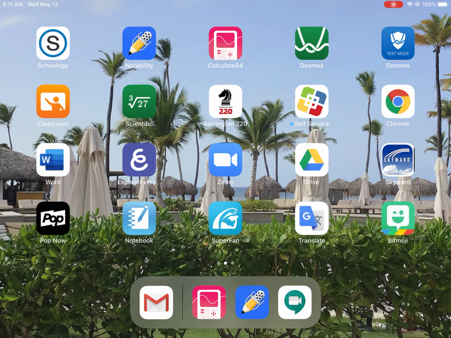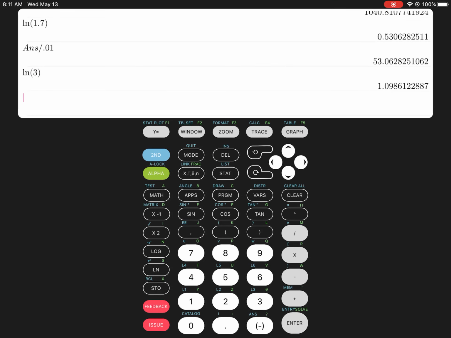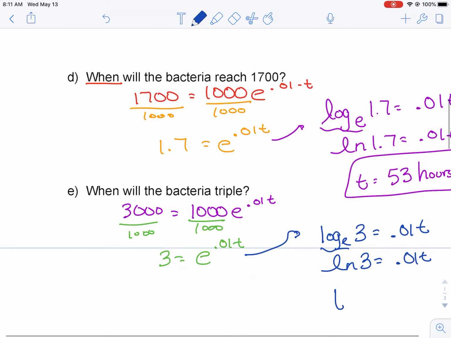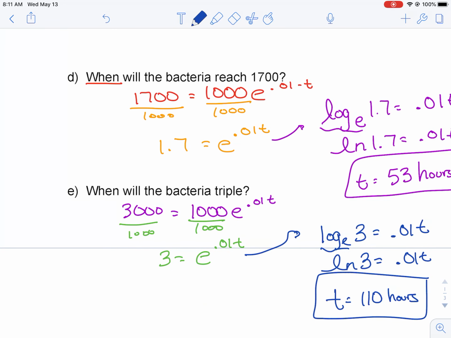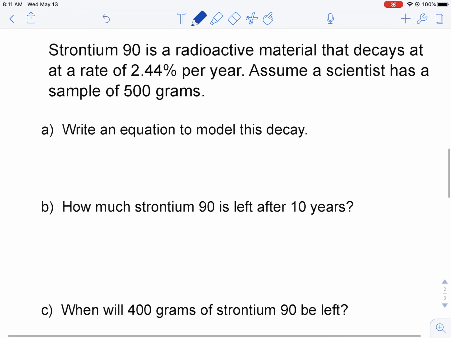So again, we're going to have to go back to our calculator, and we're going to do ln of 3, hit enter, divide by 0.01, and that gives us 110 hours. So time is 110 hours. And again, I'm just rounding to the nearest whole number. Make sure that you round to the nearest whatever it asks you in your worksheet tonight.